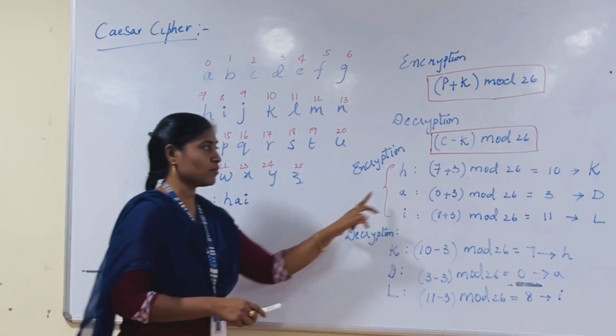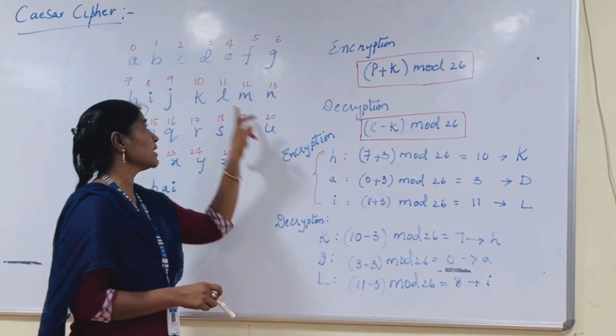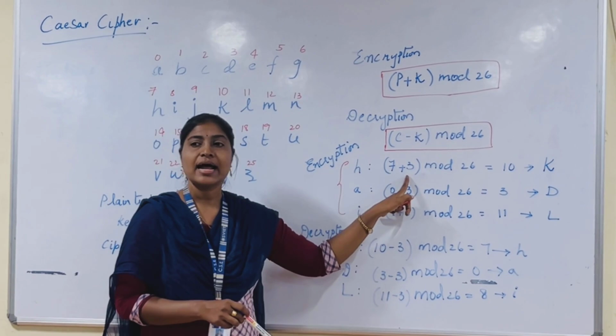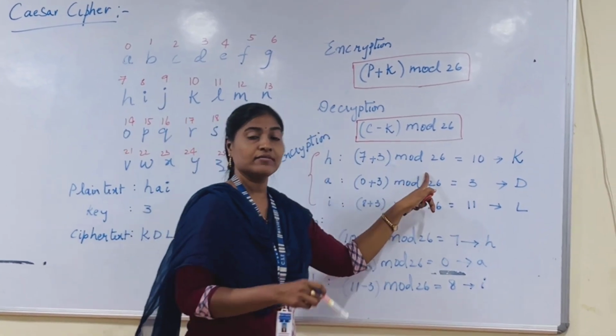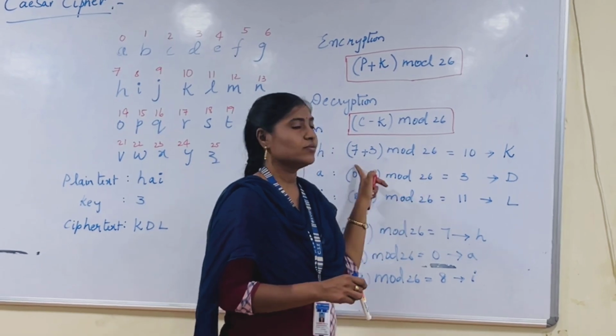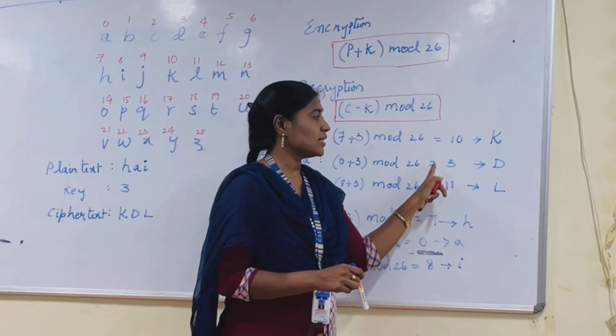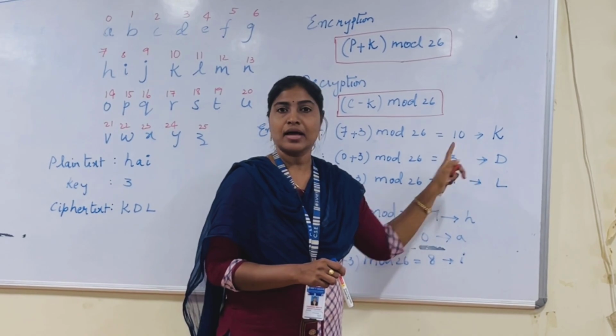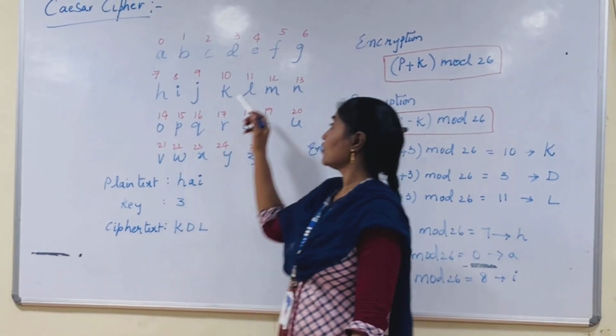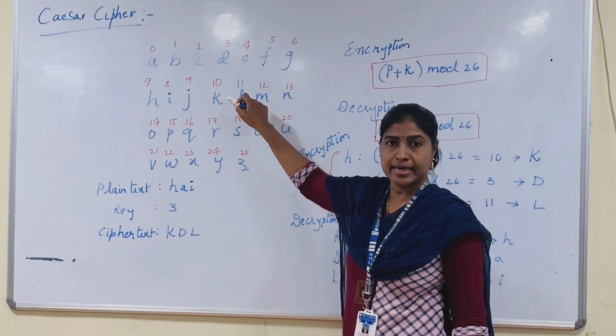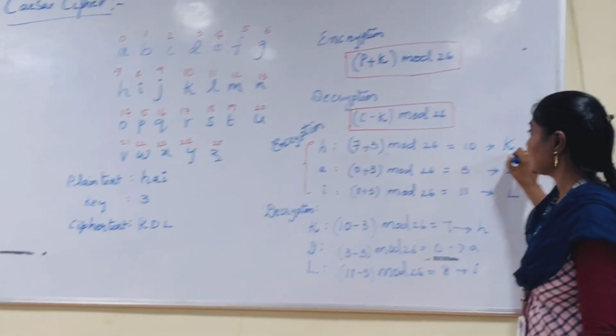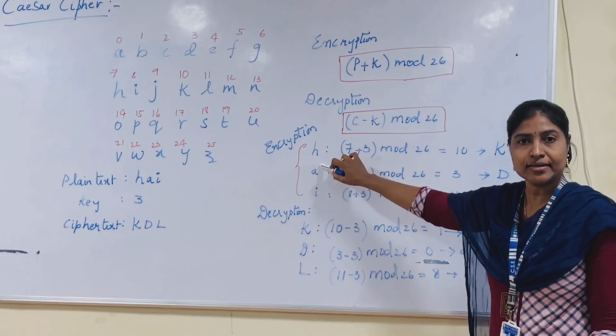So in the encryption process for H, we take the number 7 plus 3, and we must perform the modulus operation on the result with 26. Then we have the remainder 10. Now see the letter related to the value 10, which is K. So this is the ciphertext related to the plain text character H.